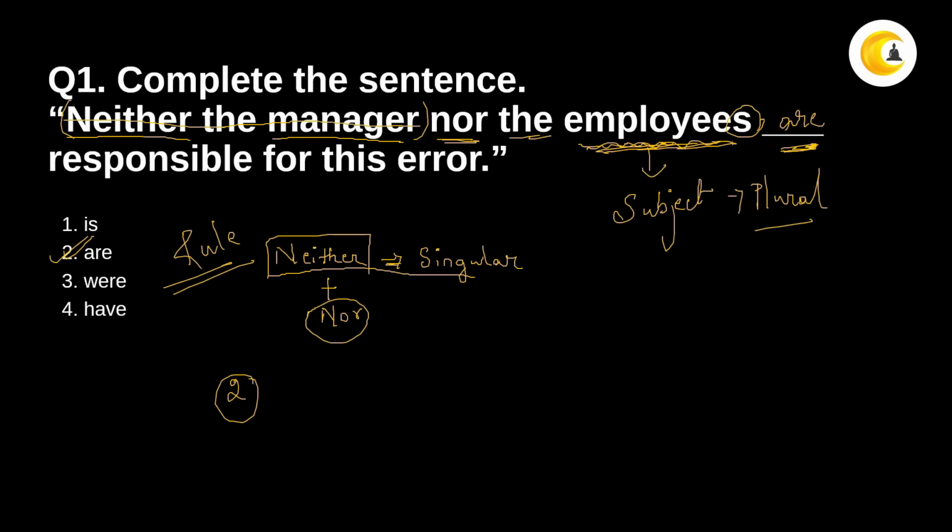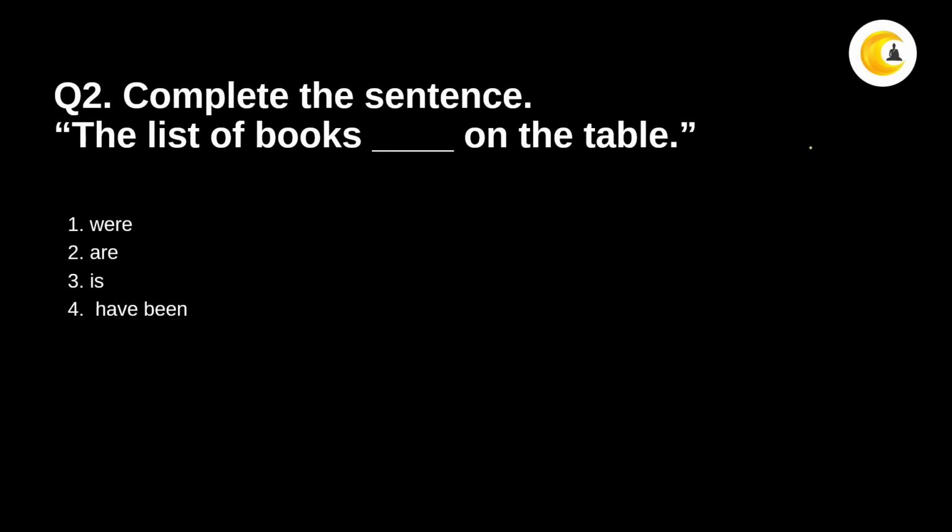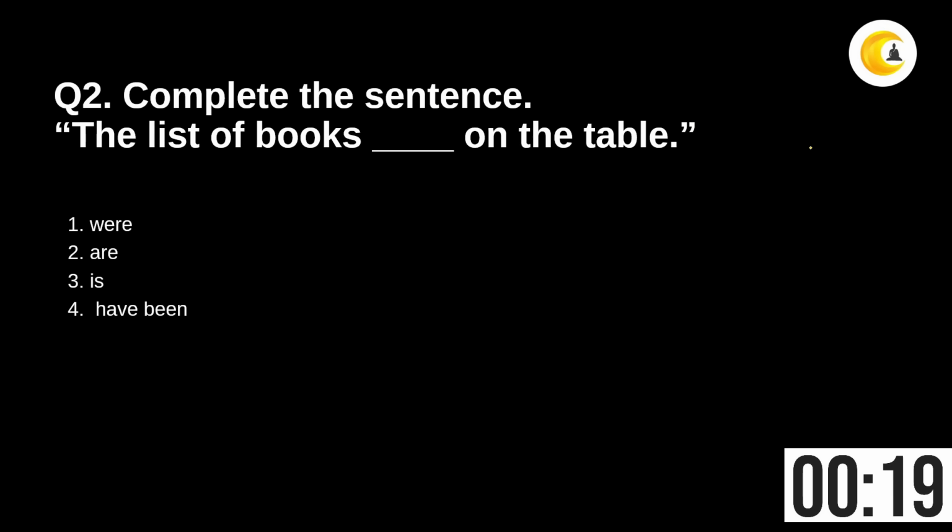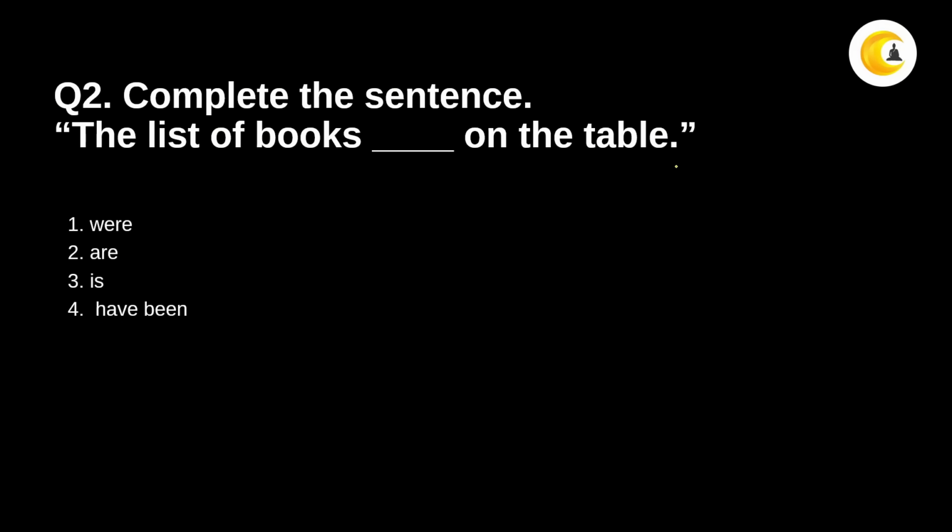Similarly, all other questions are also subject verb agreement. So take a look at this. Your 20 seconds have started. Says complete the sentence. The list of books dash on the table. All right. So it says the list of the books. Now, books is plural, right? But what is on the table? The list is on the table, right? The list of the books is on the table.